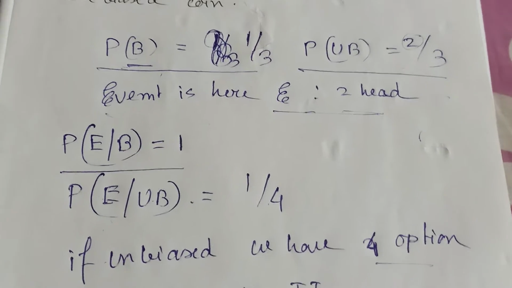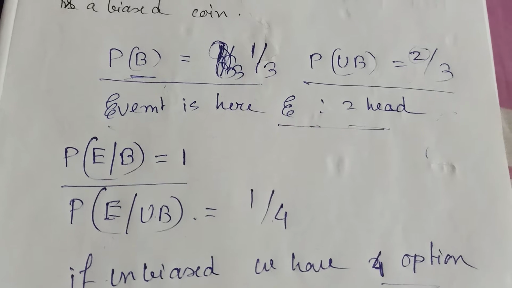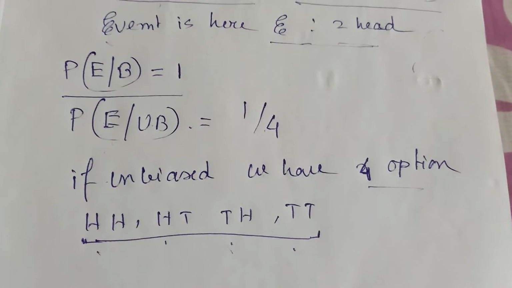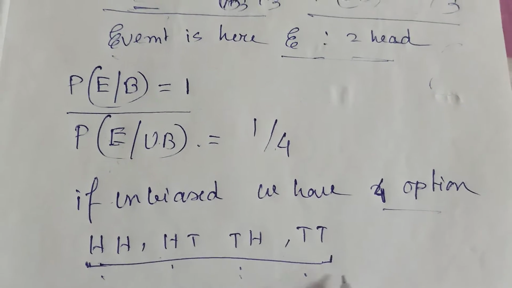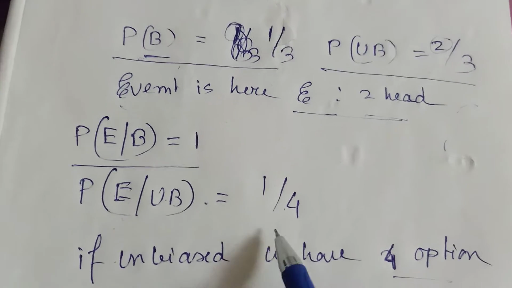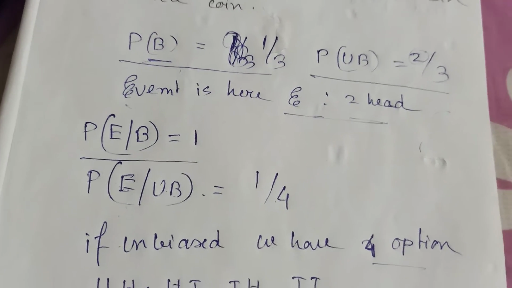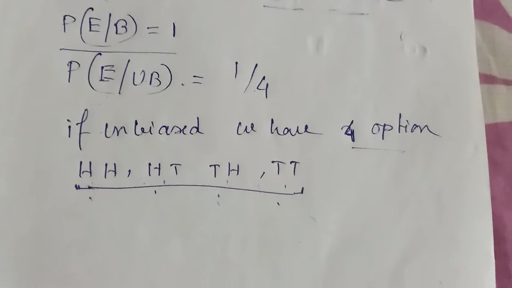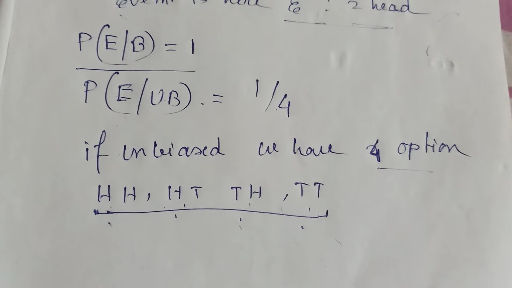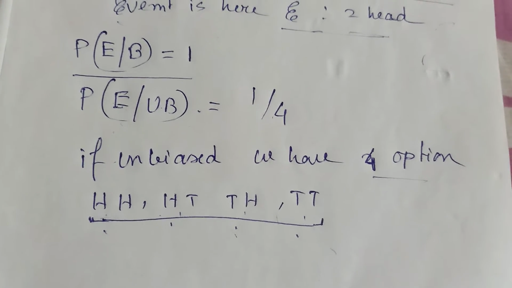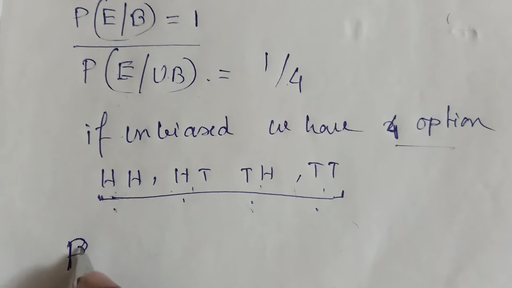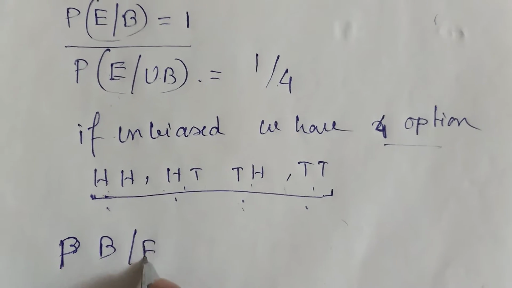And then the probability of two heads given the coin is unbiased. For the unbiased coin, there are 4 cases: head head, head tail, tail head and tail tail. So the probability is 1 by 4. Then we have to find the probability of the biased coin given that the event has occurred. The event is two heads.